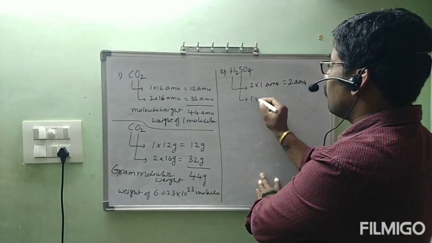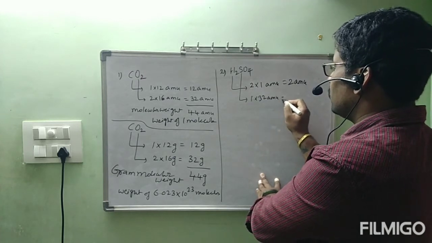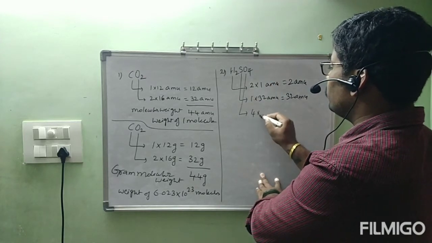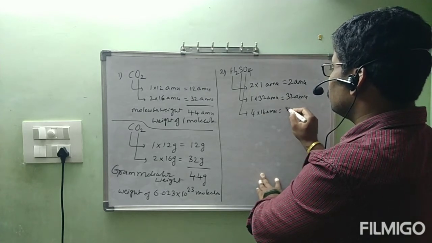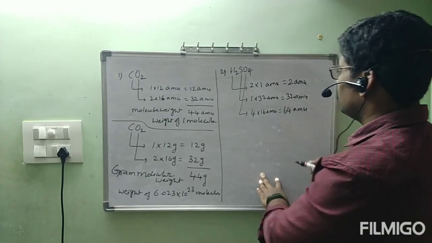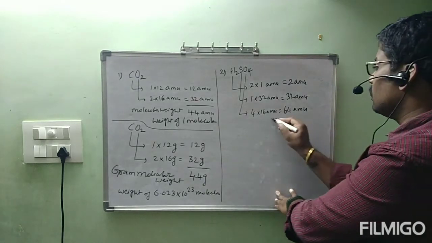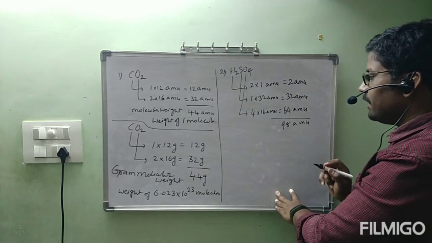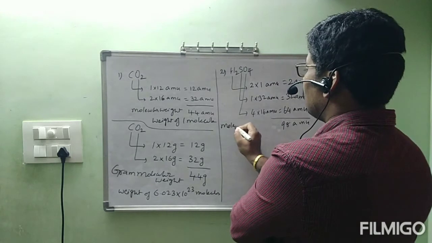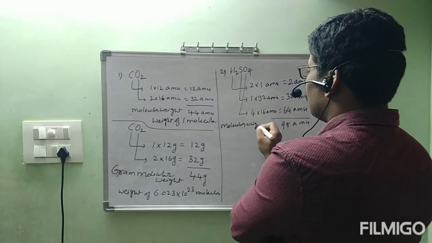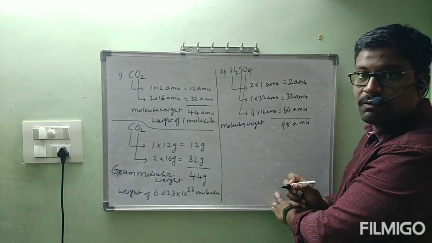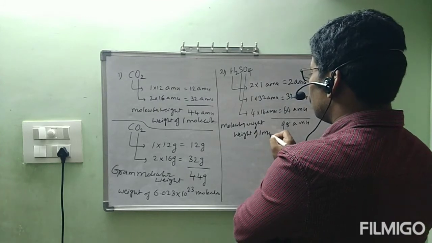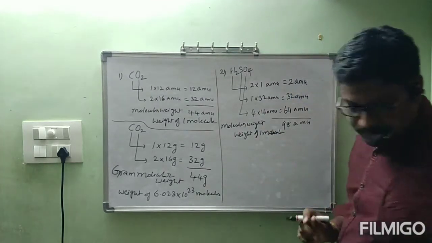Next, sulfur 1 into 32 AMU is equal to 32 AMU. Oxygen 4 into 16 AMU is equal to 64 AMU. Total 98 AMU. This 98 AMU is called the molecular weight of H2SO4. What is meant by molecular weight? Weight of one molecule.